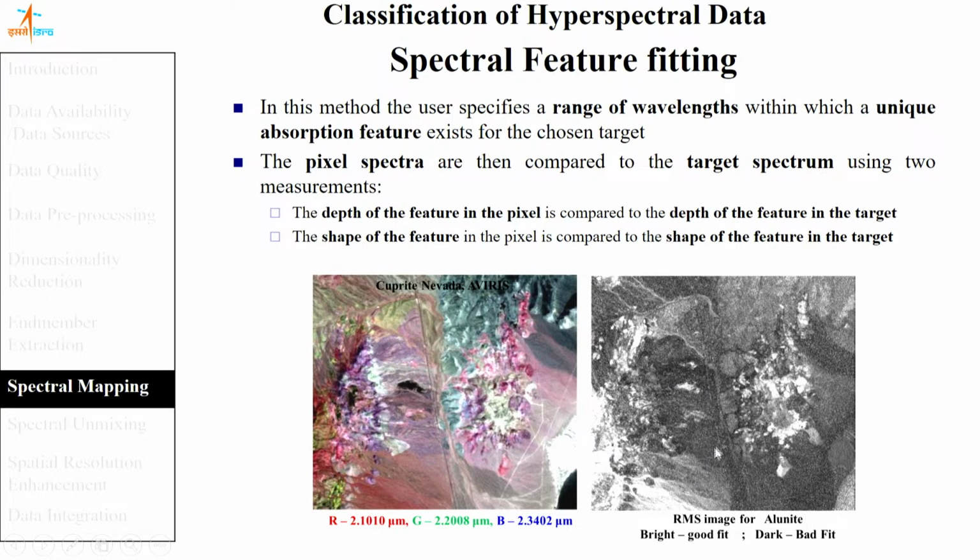So here you can see this is the root mean square image for alunite. Wherever alunite is there, the brighter pixels are considered as more matching. So, in only spectral angle mapper, darker pixels are more similar. In other cases, brighter pixels are the more similar pixels which are coming as output.